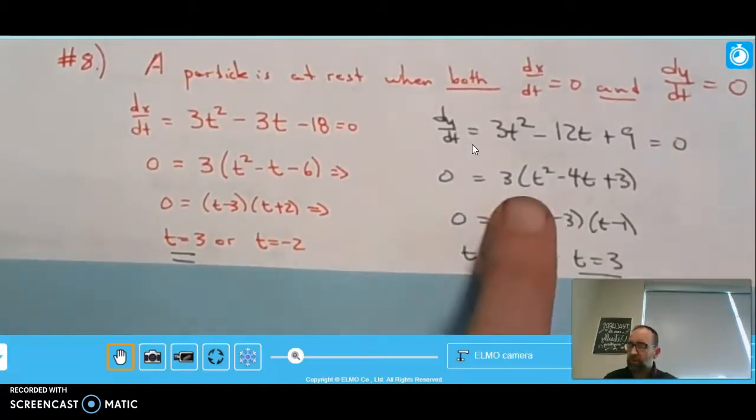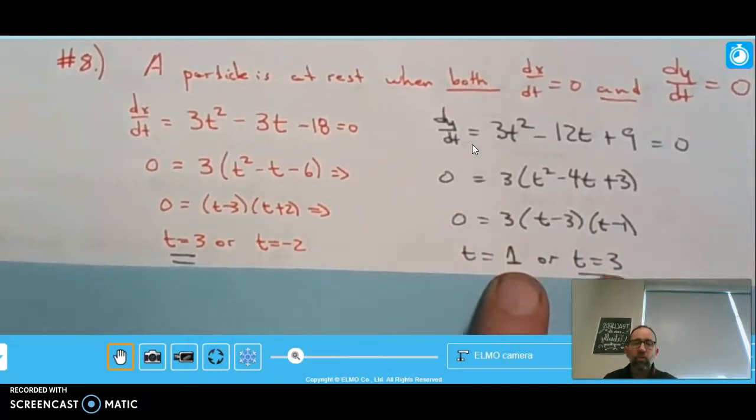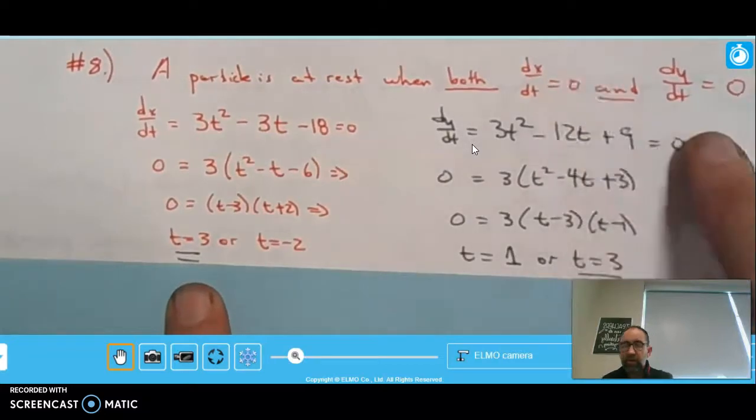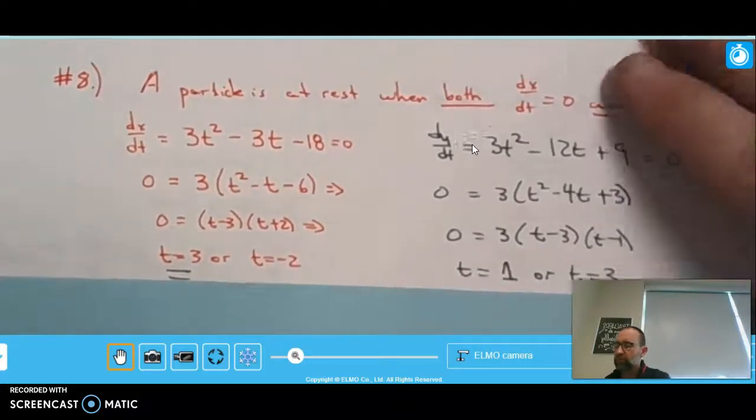Likewise, when we set dy/dt equal to 0 and divide by 3, we'll get that t is either 1 or 3. So the only time when both dx/dt and dy/dt are 0 is at 3. So t equals 3 should be the correct answer for question number 8.